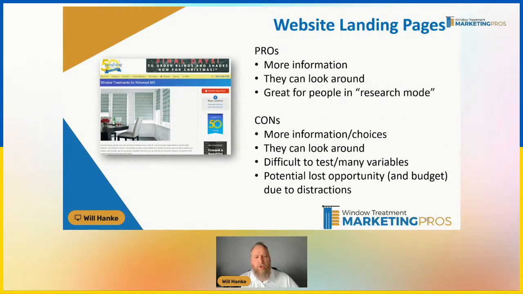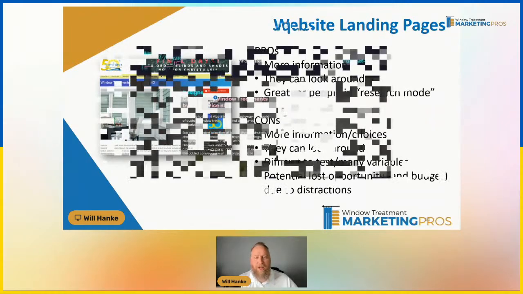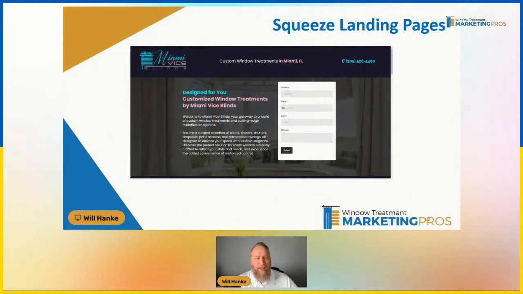Now, when it comes to some cons in the website landing pages, there's a lot more choices. So they've got that navigation across the top where they can look around at a lot of different things. They might get distracted, forget why they were there. It's hard for you to test a lot of different things to see what works better when they're going on a really big website. And I think the biggest thing here is the distractions. There's a lot of opportunity and things to do when you drive somebody to that.